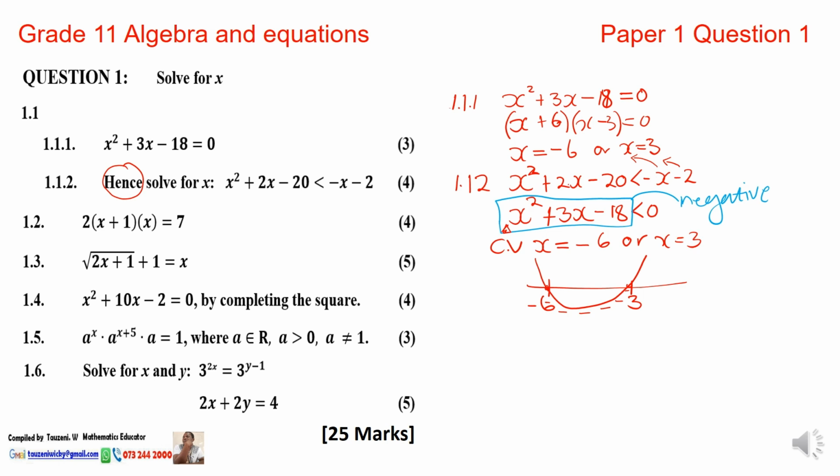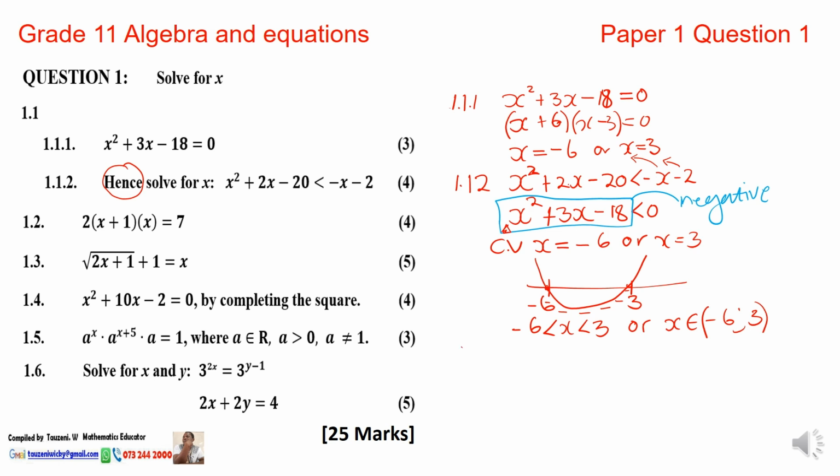So the values of x, we now say -6 < x < 3. Or if you want to write it in interval form, then we can say x is an element of (-6; 3). Then my inequality is solved. That's the answer to number 1.1.2.